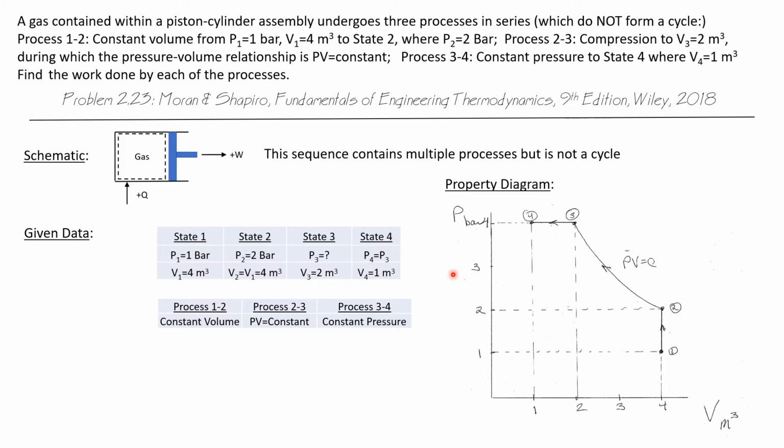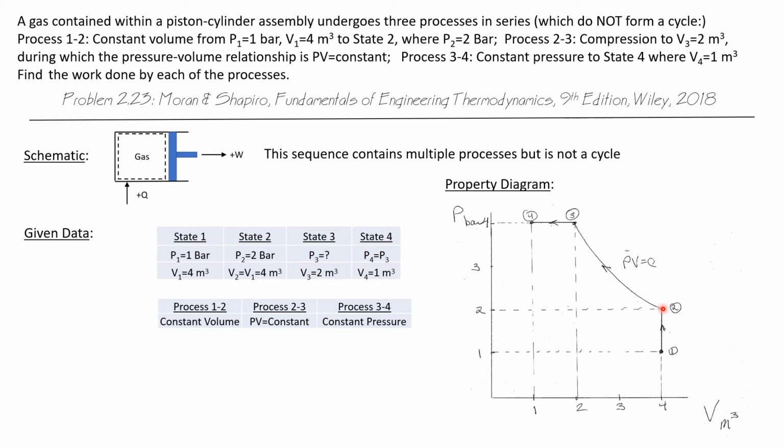Well, now that we've laid this out, let's draw it, and we can visualize this even better. We know state 1, so state 1 is here at 1 bar and 4 cubic meters. And process 1-2 is a constant volume process, so it's going to be a vertical line on our PV drawing. And we see that at state 2, we have a pressure of 2 bar, and we're still at 4 cubic meters.